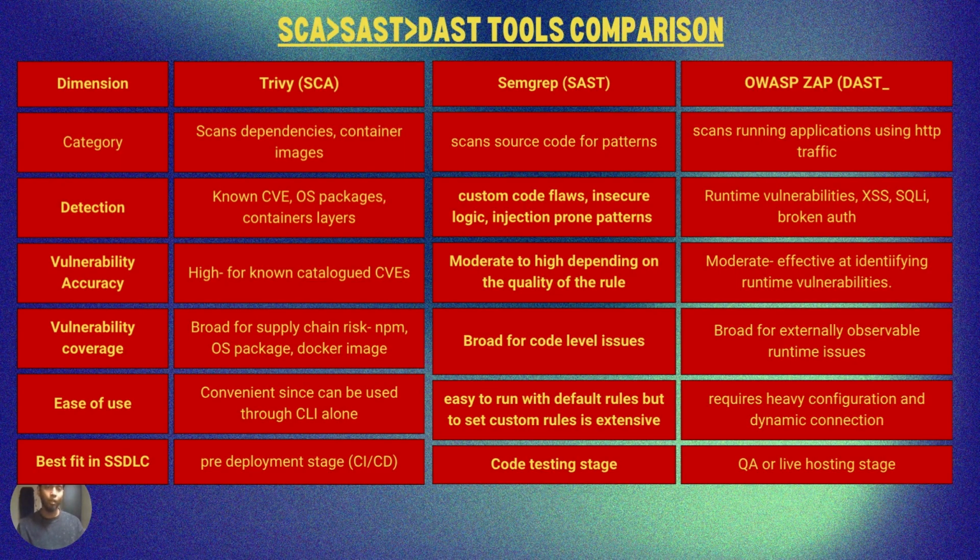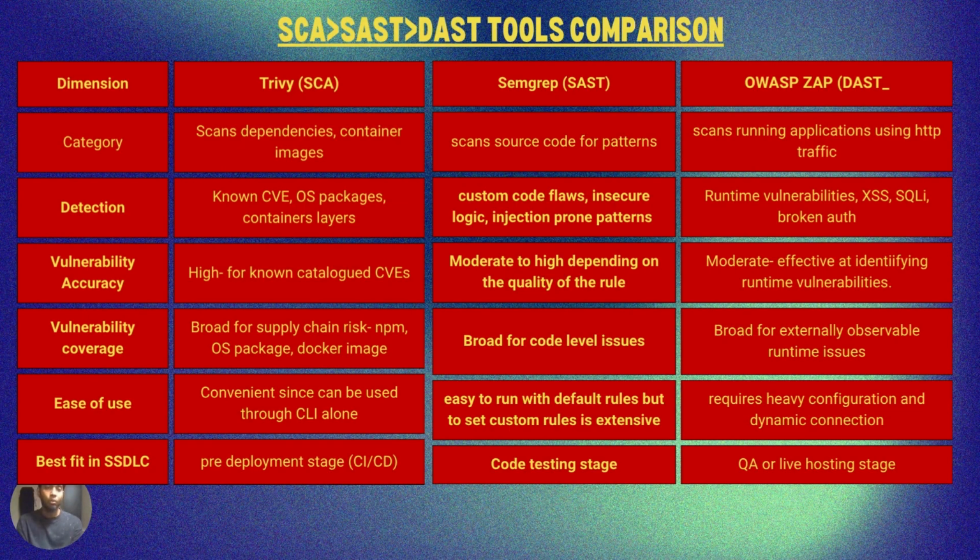If we talk about coverage, Trivy has broad coverage for supply chain risk because it can scan NPM dependencies, operating system packages, IaC, etc., but is blind to custom application logic and undisclosed vulnerabilities such as zero-day vulnerabilities. Semgrep, on the other hand, is broad for code-level issues, authentication logic, injection points, and secrets, but limited to what is expressed in source code, not runtime behavior. And ZAP is broad for externally observable or runtime issues, but limited by crawl depth and authentication complexity, and can't see the internal code logic.